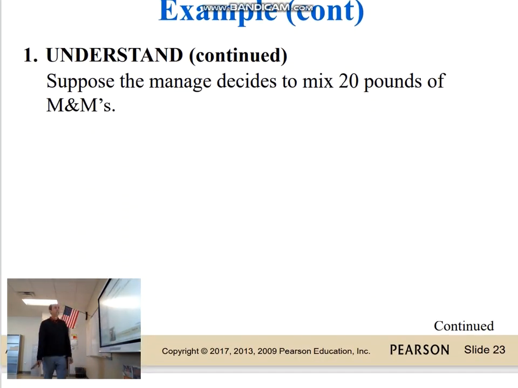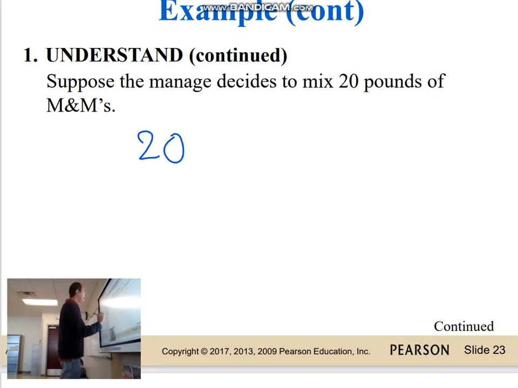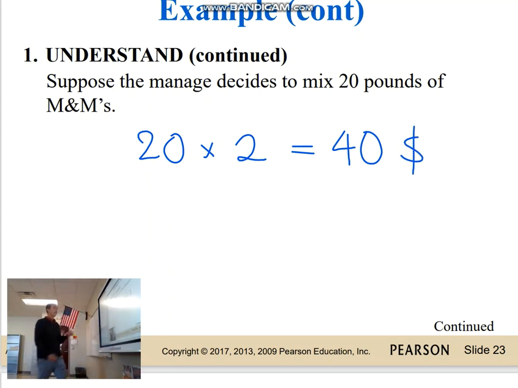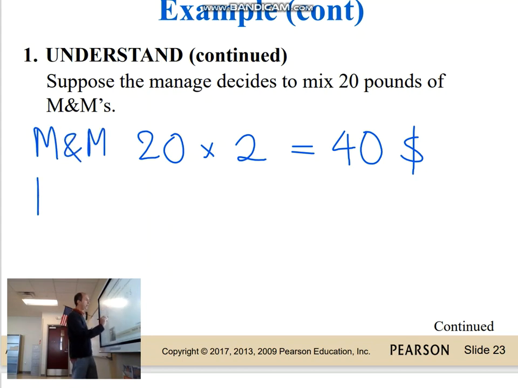Let's guess. Let's suppose the manager decides to mix 20 pounds of M&Ms, right? So 20 pounds of M&Ms. We know that the M&Ms cost $2 per pound. So we multiply by $2 per pound, and the total cost is $40, right? This is the M&Ms. Now the trail mix.